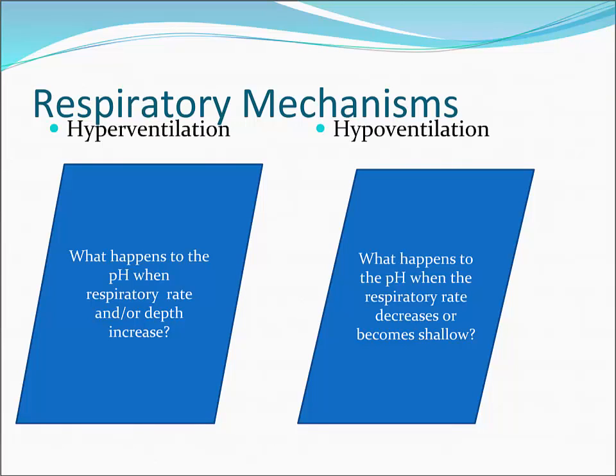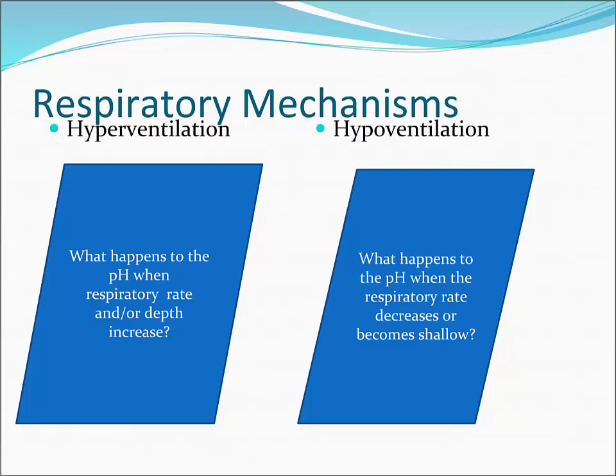Okay, so the respiratory mechanisms are our second line of defense to regulate and maintain homeostasis with the pH. And we touched on this before, and we're going to look at it just for the next 3 slides. And so my question to you, with hyperventilation, what happens to the pH when respiratory rate and/or depth increase? I want you to think that through.